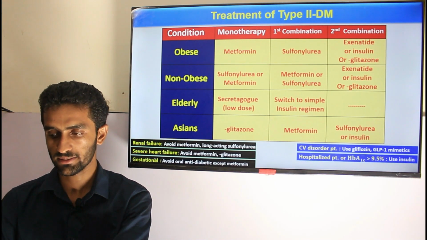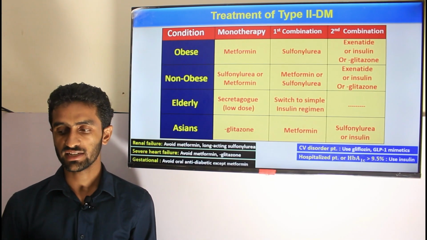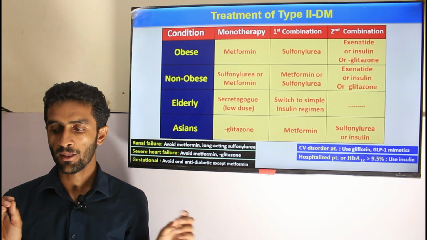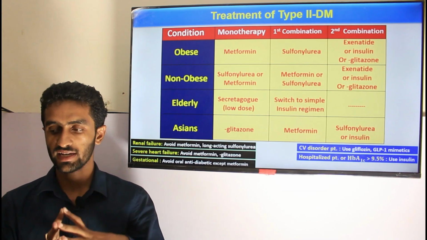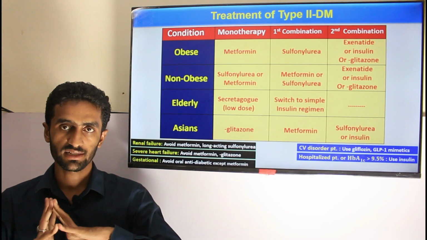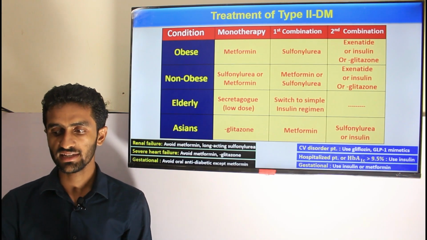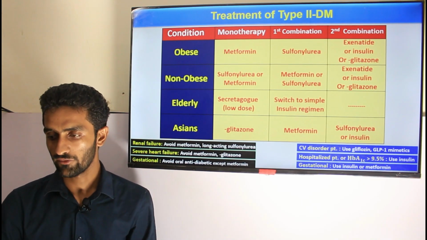And in the hospitalized patient, which is in critical condition, or when your HbA1c is more than 9.5, then you simply go for the insulin. And in the gestational, use the insulin or the metformin.